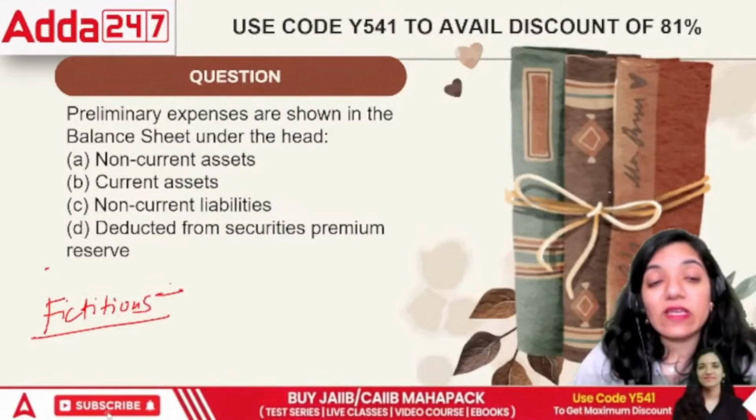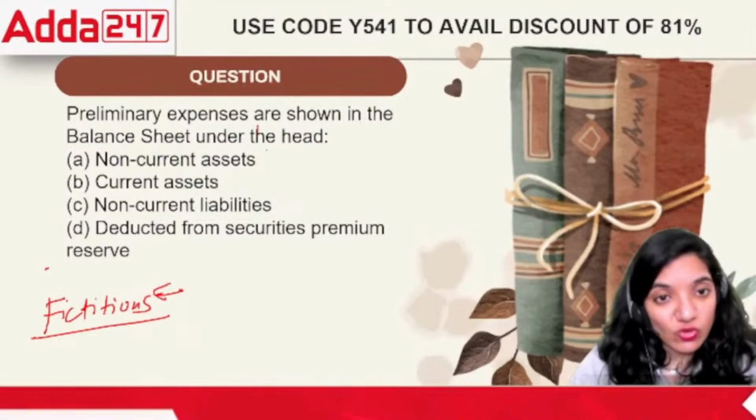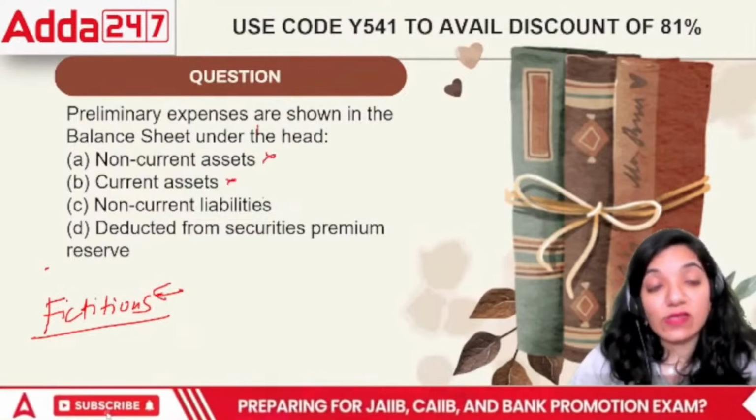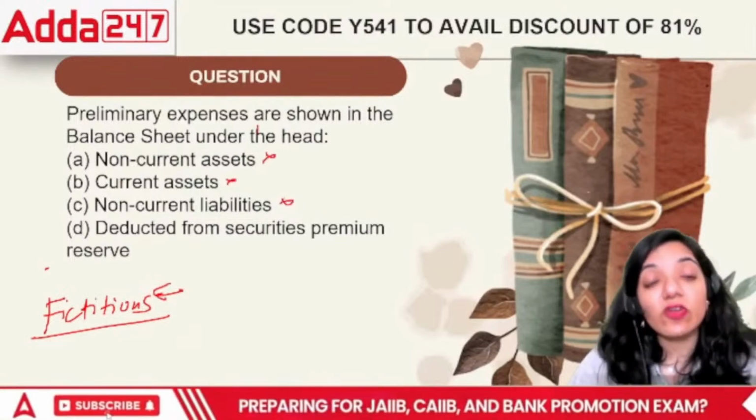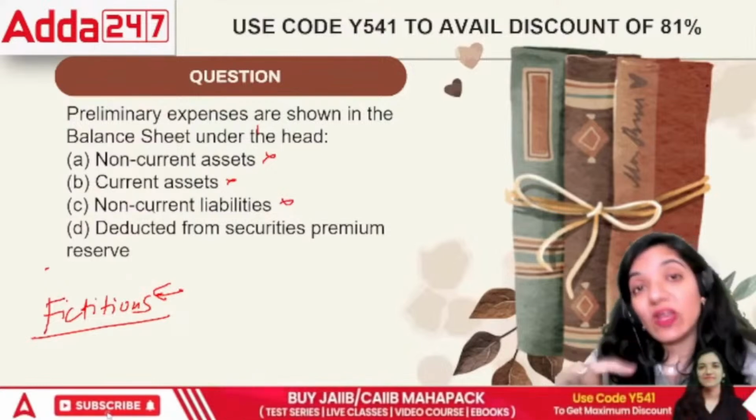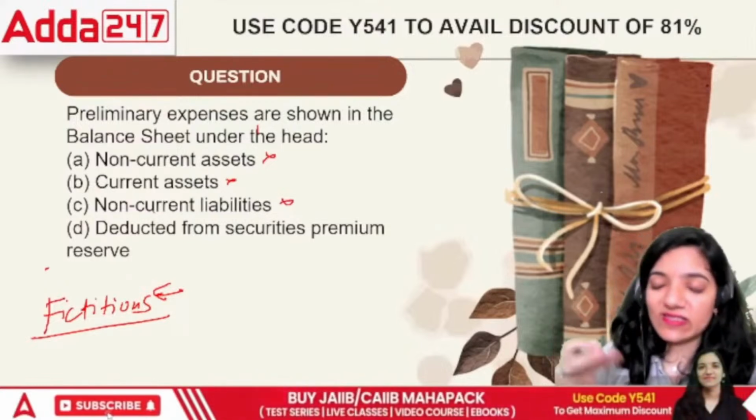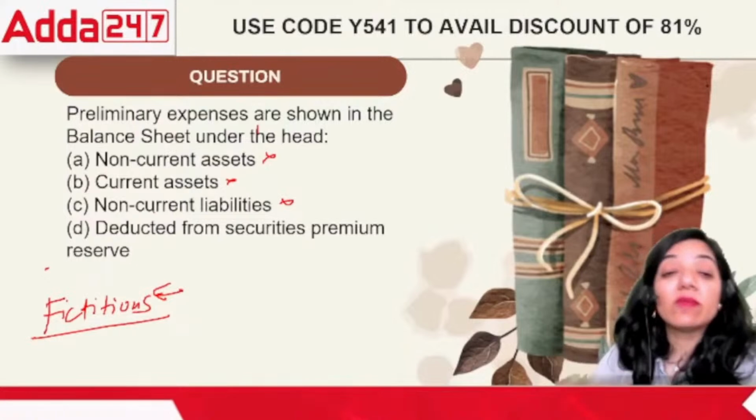If we have a fictitious asset, it is not shown in the non-current or current assets at all, and it is not a part of non-current liabilities either. This is something which has to be eliminated from the books of accounts.